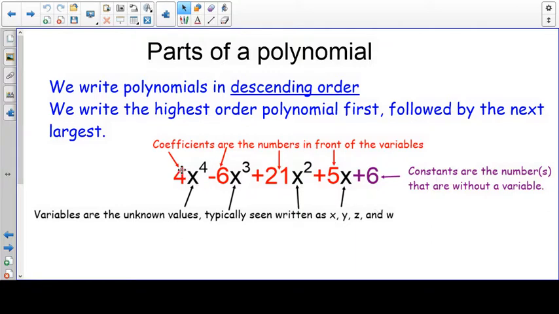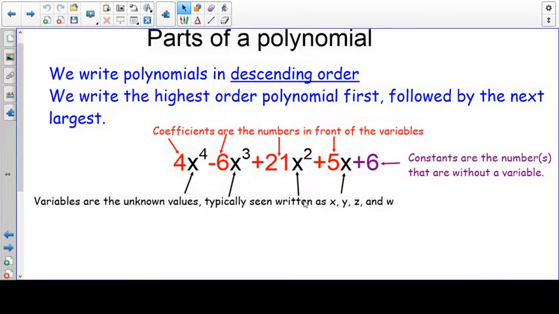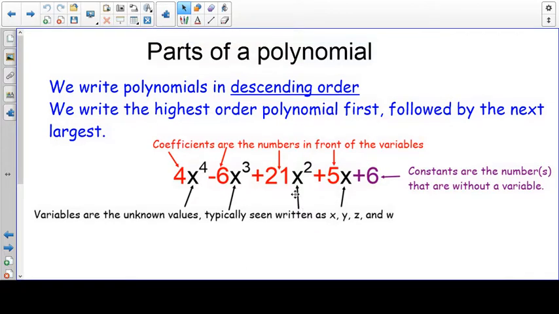Then in front of them are those numbers. Those are known as coefficients. So I have 4, -6, 21, 5, because those are the ones in front of my variable. And then my constants are the numbers without a variable. So in this case, my 6. So that's just the parts of the polynomial. We're going to put the same stuff together.